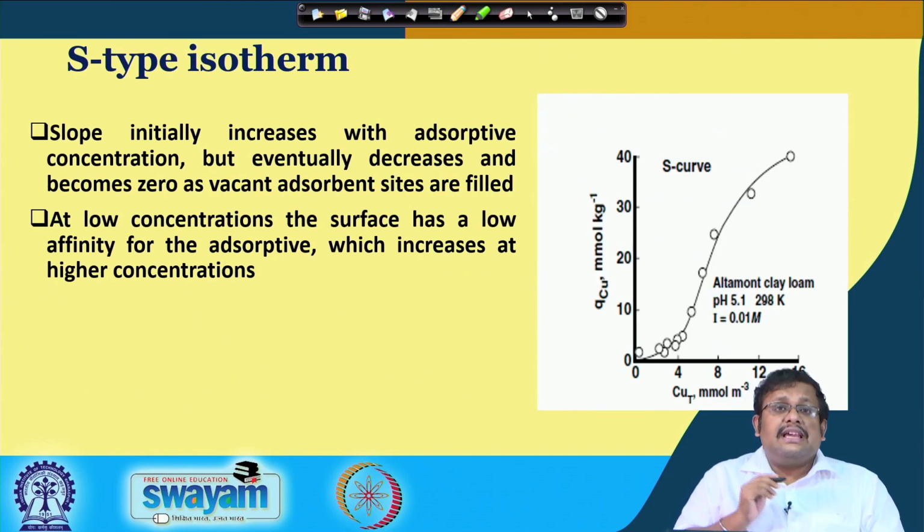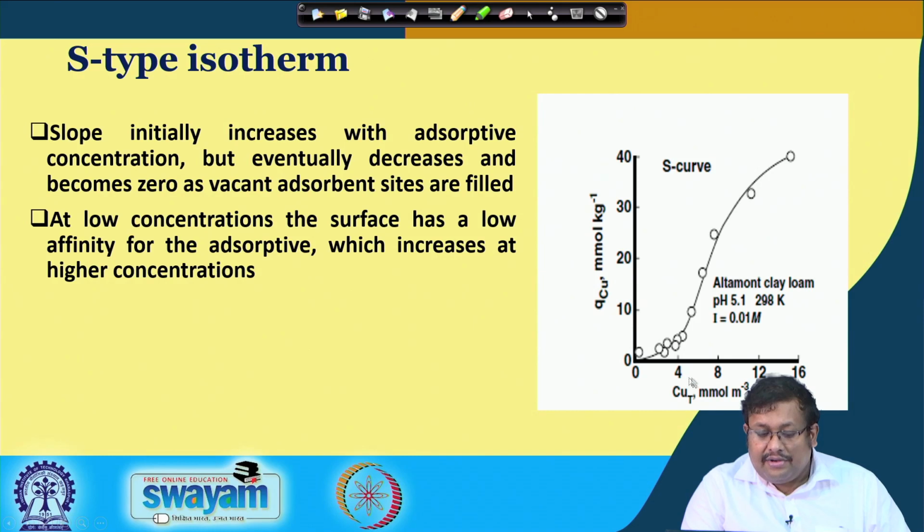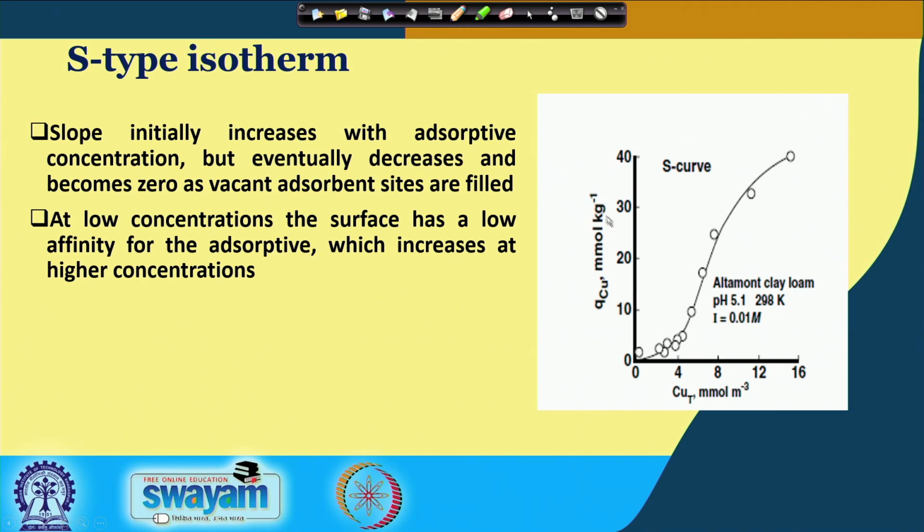First of all, this is an S type isotherm, and we can see if we plot the concentration of a particular species in the soil solution against the concentration of the adsorbed fraction on the clay surface, that as the concentration in the soil solution increases, we get an S type curve. Basically the slope initially increases with adsorptive concentration, in other words the concentration of a particular species in the solution, but eventually decreases and becomes 0 as vacant adsorbent sites are filled.